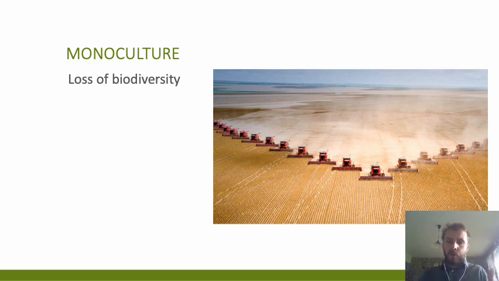And if you have low plant biodiversity, you will also have a low insect biodiversity because not a lot of different insects can live on just one plant. So on this picture you see a bit of an extreme example of monoculture, and then you can see that the biodiversity on this area is extremely low.